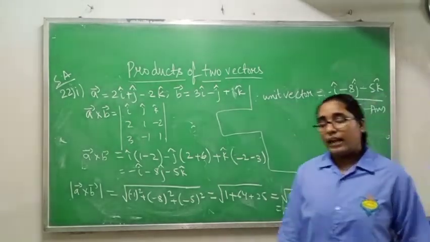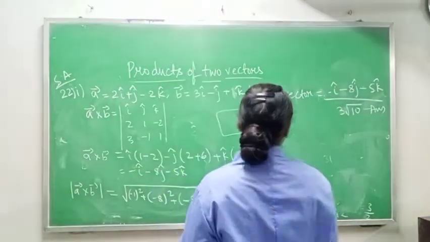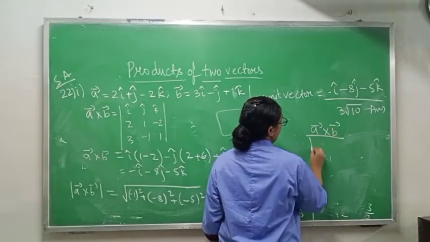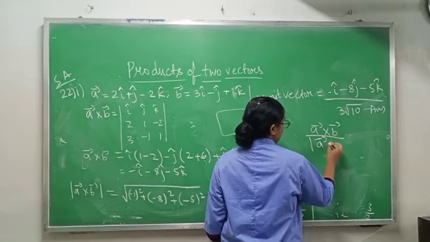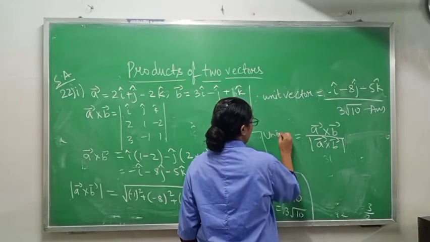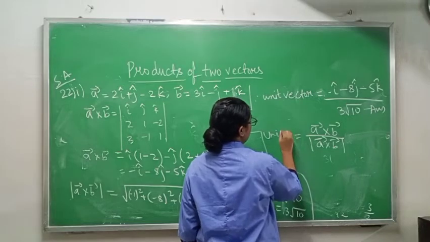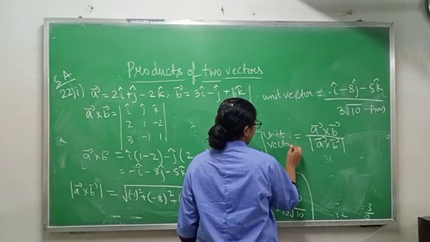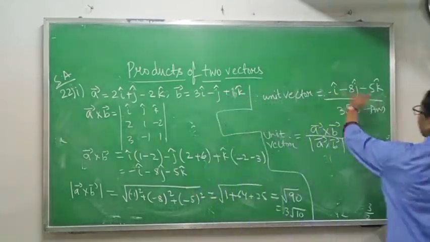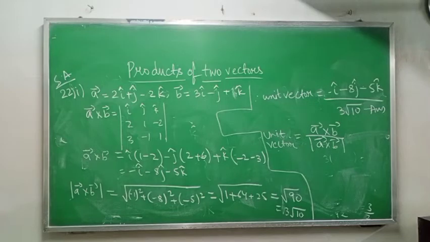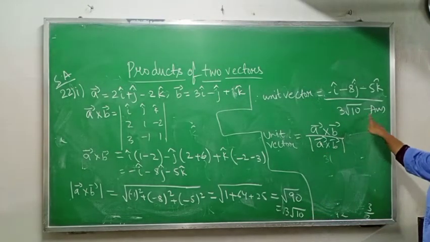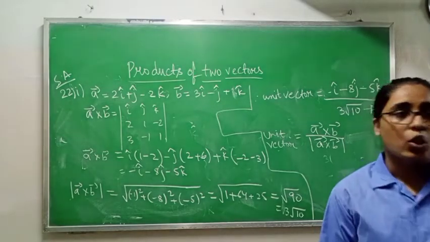Okay, and you know, whenever you have to find unit vector, the formula is a vector cross b vector by mod of a vector cross b vector. This is the unit vector formula. If you want to write it, please write. If you don't know, now unit vector a cross b, we got minus i cap minus 8 j cap minus 5 k cap, and mod of a cross b we got 3 root 10. So this is your answer. Okay, copy this one.